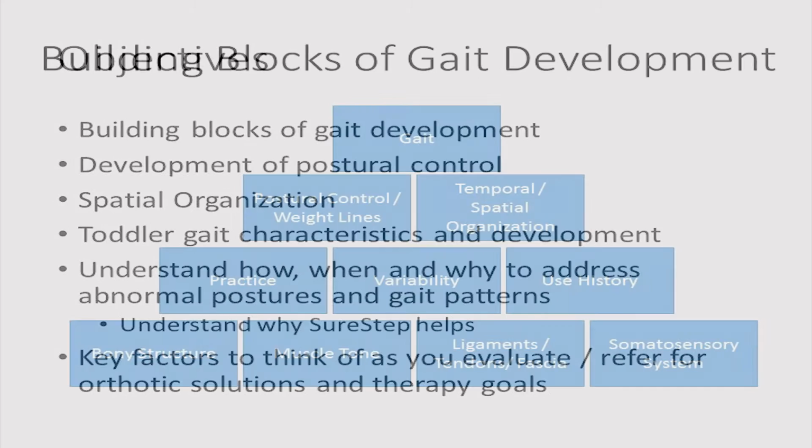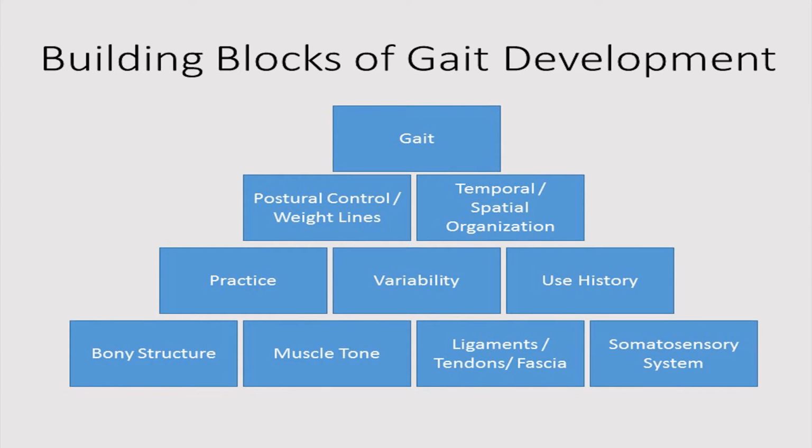So these are the building blocks of gait development, and what we see here is a pyramid of different inputs that we need in order to get a positive gait development. The bottom row is made up of what we're given, so bony structure, muscle tone, ligaments, tendons, and fascia, which is our Tensegrity System, and then our Somatosensory System. What we do with those through practice, variability, and use history is develop postural control and temporal spatial organization. From those, we get gait development.